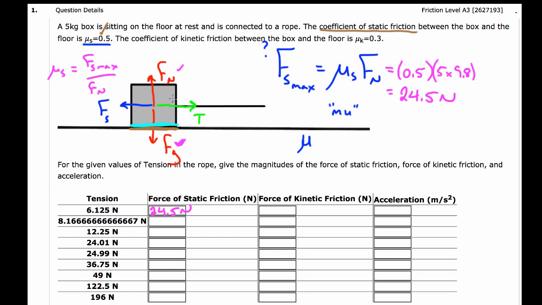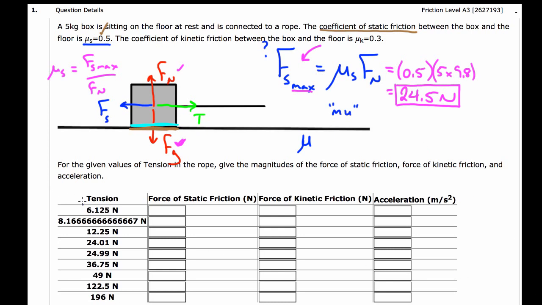You're saying, okay, I pull with 6 newtons. You're saying the force of static friction backwards would be 24.5 newtons. That means I'd pull a little bit and this box would go the other direction. That makes no sense. It's not 24.5. What we found up here is not the force of static friction. What we found is the maximum possible force of static friction. Static friction is just going to equal whatever you do until you reach this maximum. This number doesn't tell you what the value of the static friction will be. It just tells you the maximum value.